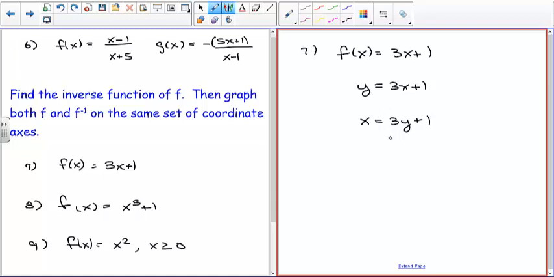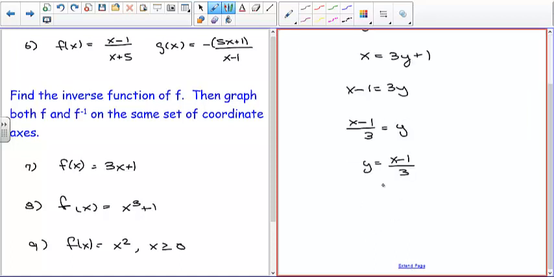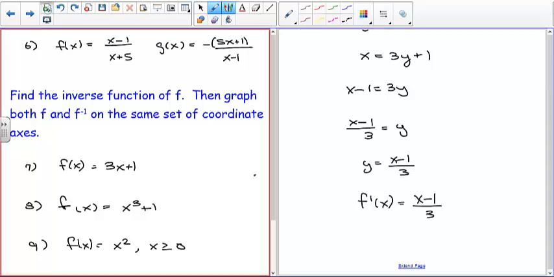So what we do is we subtract 1 from both sides, divide both sides by 3, switch the left and the right hand sides. And then for y, you put in this f prime of x. So that's going to stand for the inverse. So the inverse function is x minus 1 over 3. Okay, so that's the first problem.